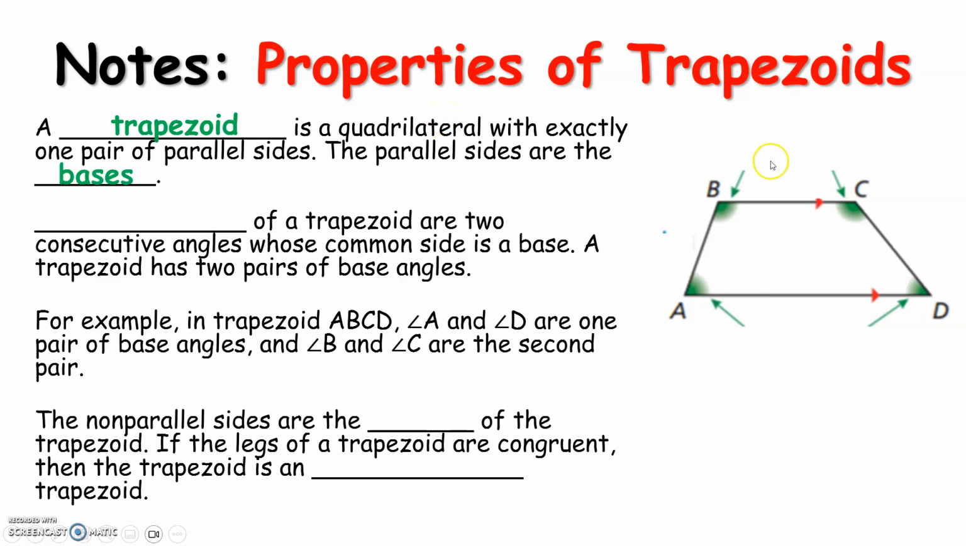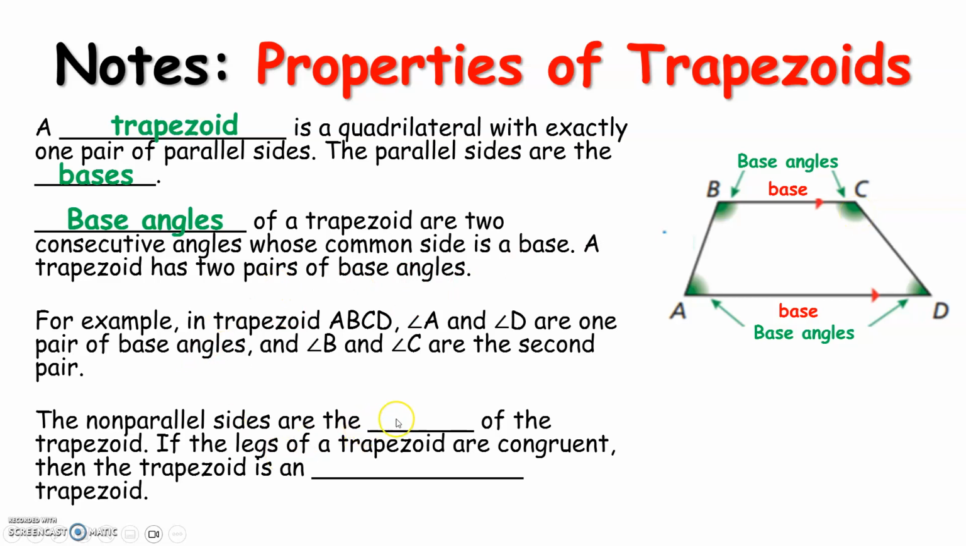The parallel sides are called the bases. So BC is a base and AD is a base of the trapezoid. Now, the base angles are the angles that are consecutive and have a common base. B and C are base angles for side BC, and then angles A and D are base angles. In trapezoid ABCD, angles A and D are one pair of base angles, and B and C are the second.